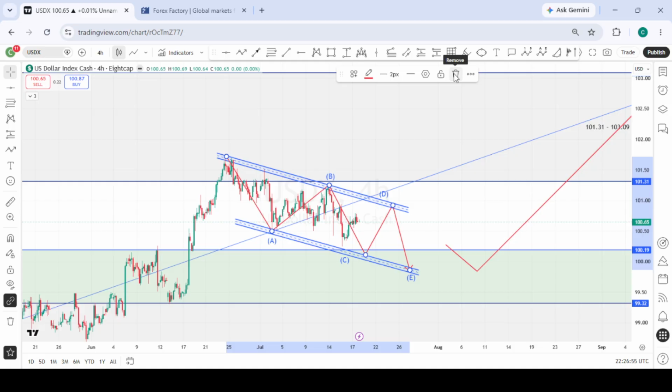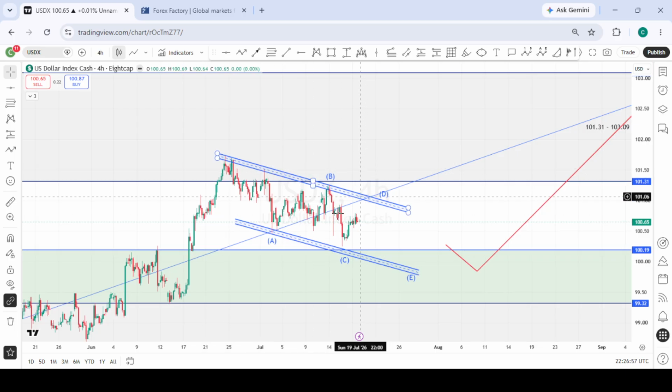So going into next week, we might have price playing around this zone, or we might have some consolidations or price slowing down towards this area of interest. Then after that, we'll be looking forward to buying opportunities from there.